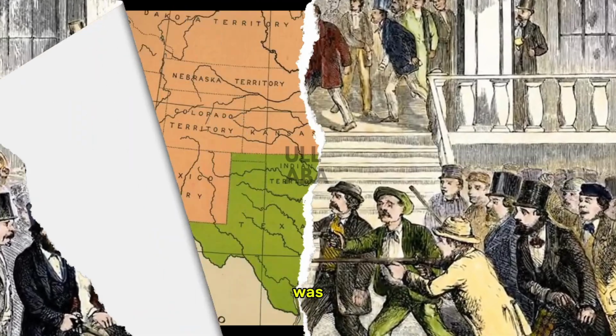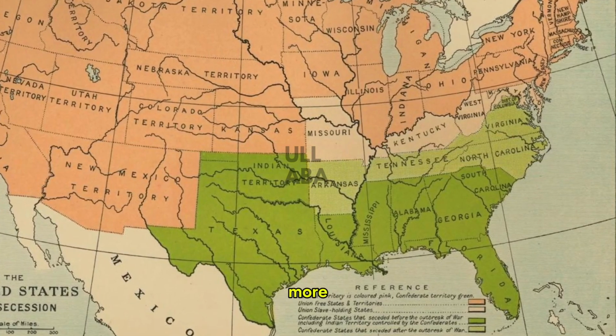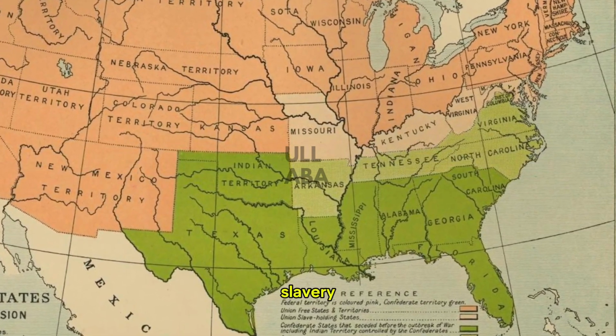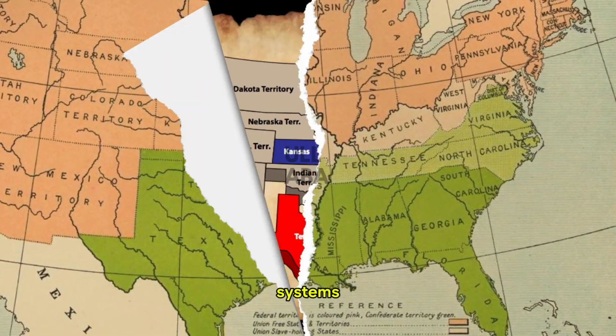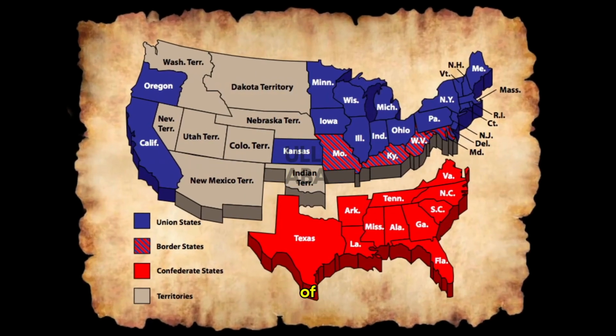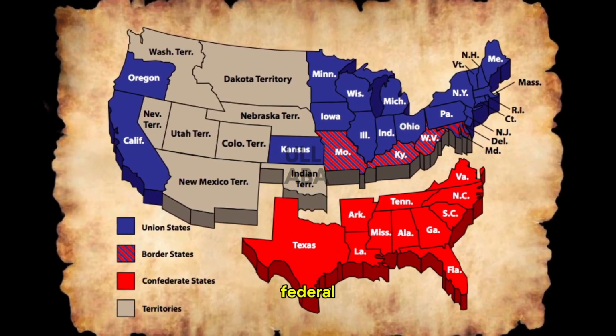While slavery was the central issue that ignited the conflict, the war was about more than just the institution of slavery. It was a clash between two vastly different economic systems, two distinct ways of life, and two opposing views on states' rights versus federal authority.